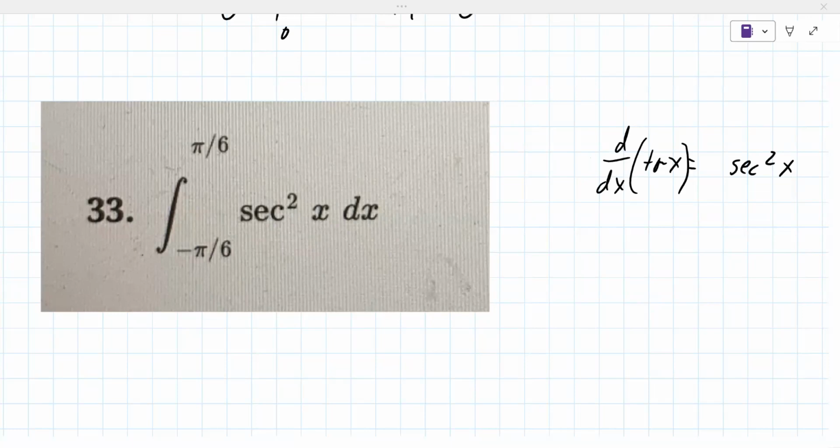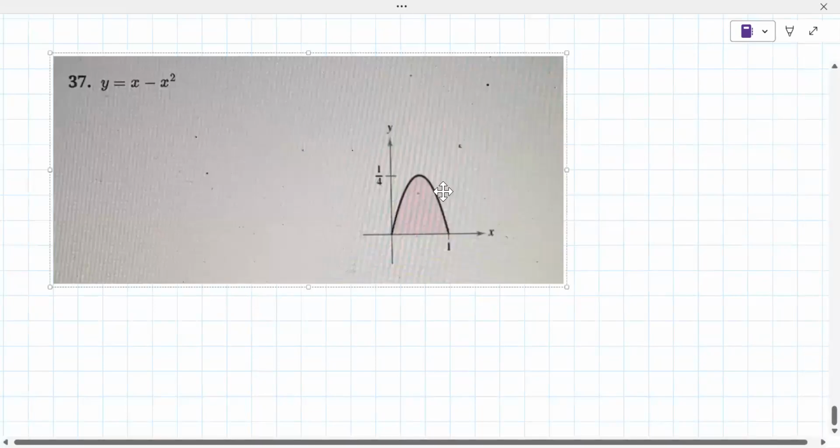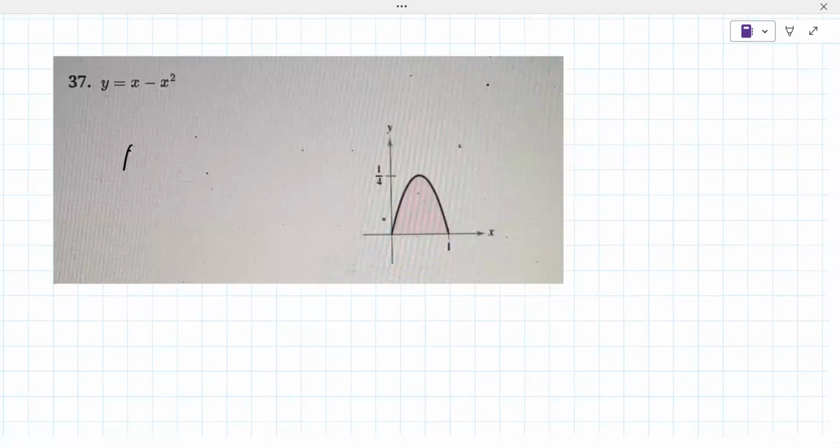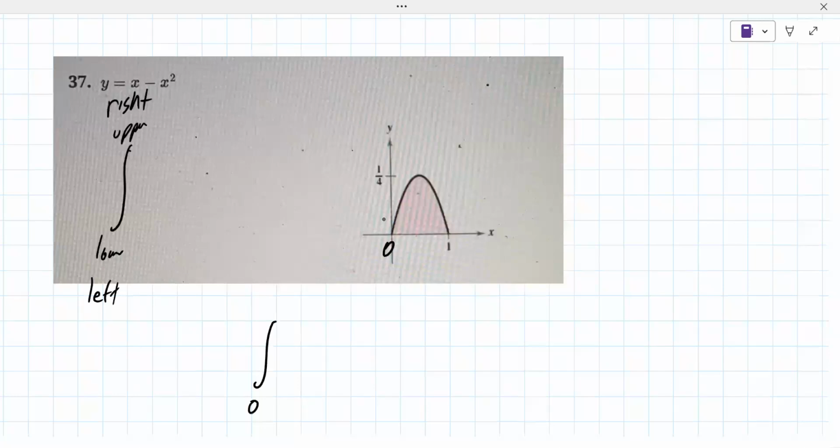Should I do 37? Sure. Right. So 37 here wants you to find the area under the curve. Now, normally you're just given the integral, but you need the lower and the upper bound. You can think of it as left to right. So in this case, it's the integral from 0 to 1.